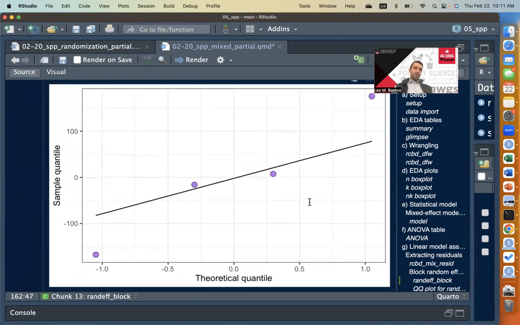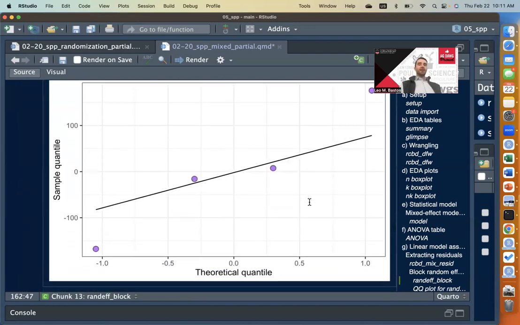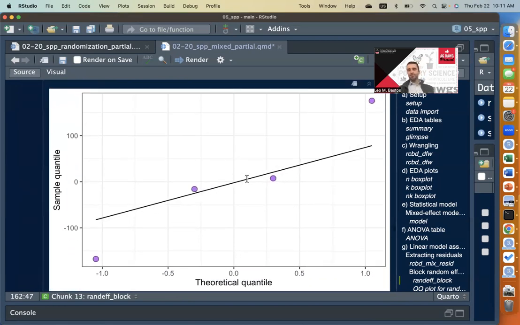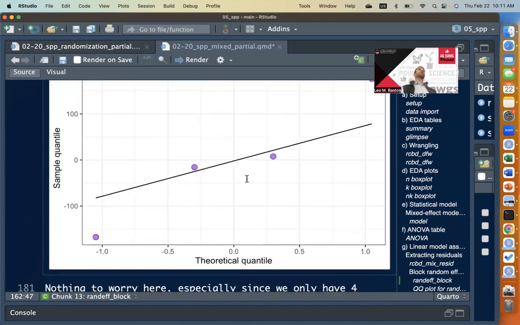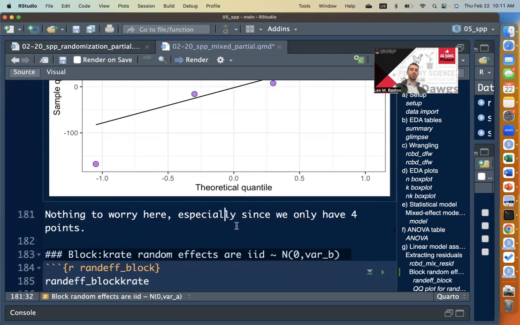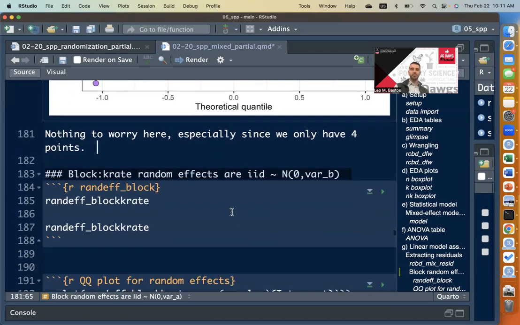So, you know, it's just more for a sanity check. It doesn't look bad, but also we only have four observations. Sorry, not four observations. We only have four blocks, and that's why we only have four values here. So that limits us in how much we can tell about these residuals. But they don't seem like we need to worry about them.